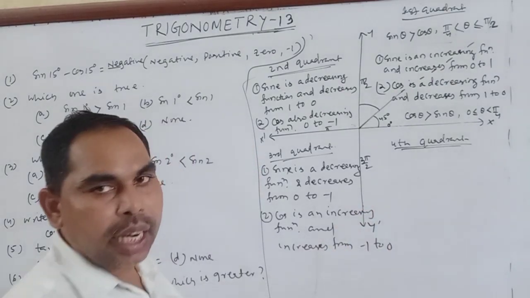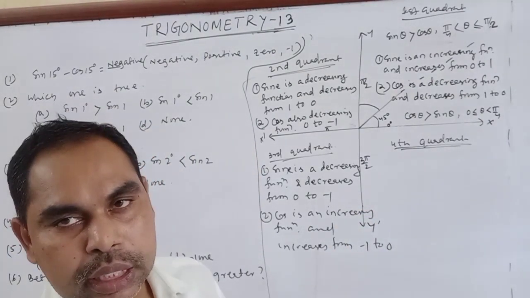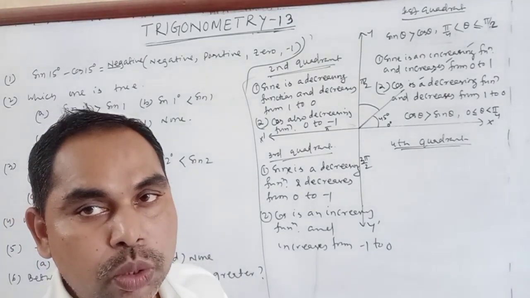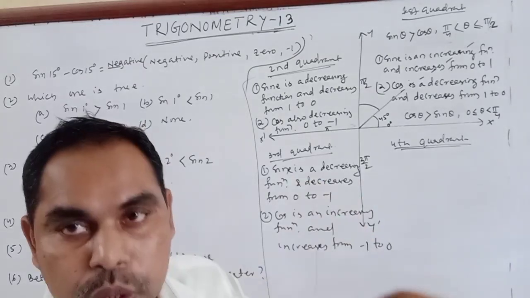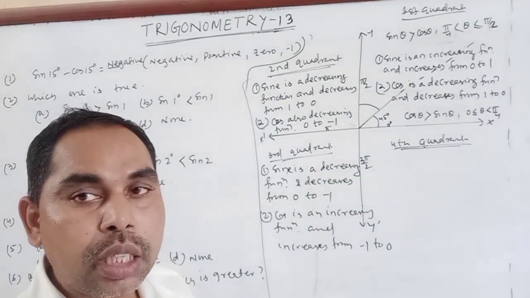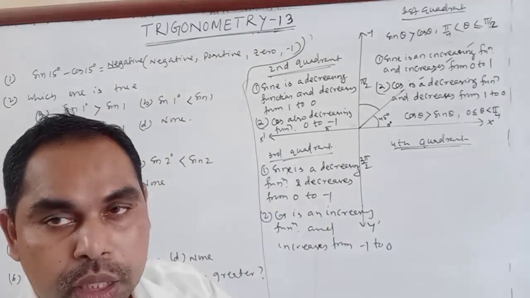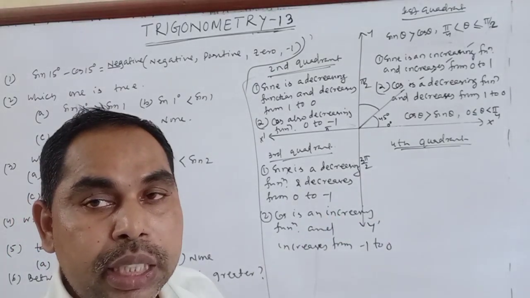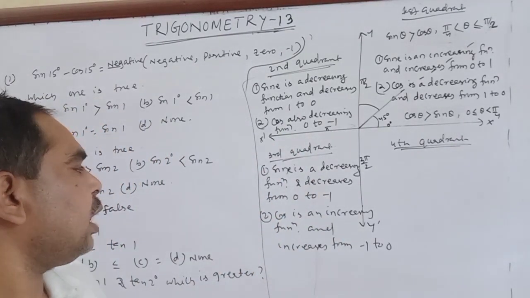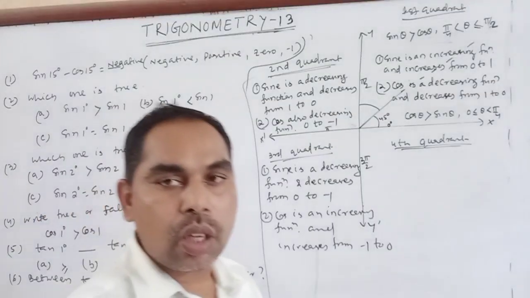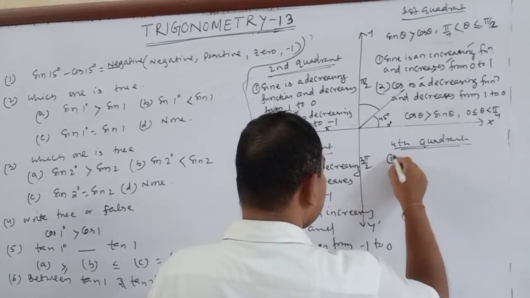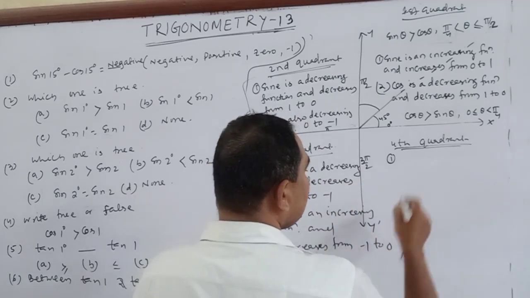In third quadrant, cos is an increasing function because cos pi is -1, cos 3 pi by 2 is 0. So -1 to 0 means it increases. But sin is a decreasing function because it goes from 0 to -1: sin pi is 0, sin 3 pi by 2 is -1. So in third quadrant sin is a decreasing function but cos is an increasing function. In fourth quadrant, sin is an increasing function.